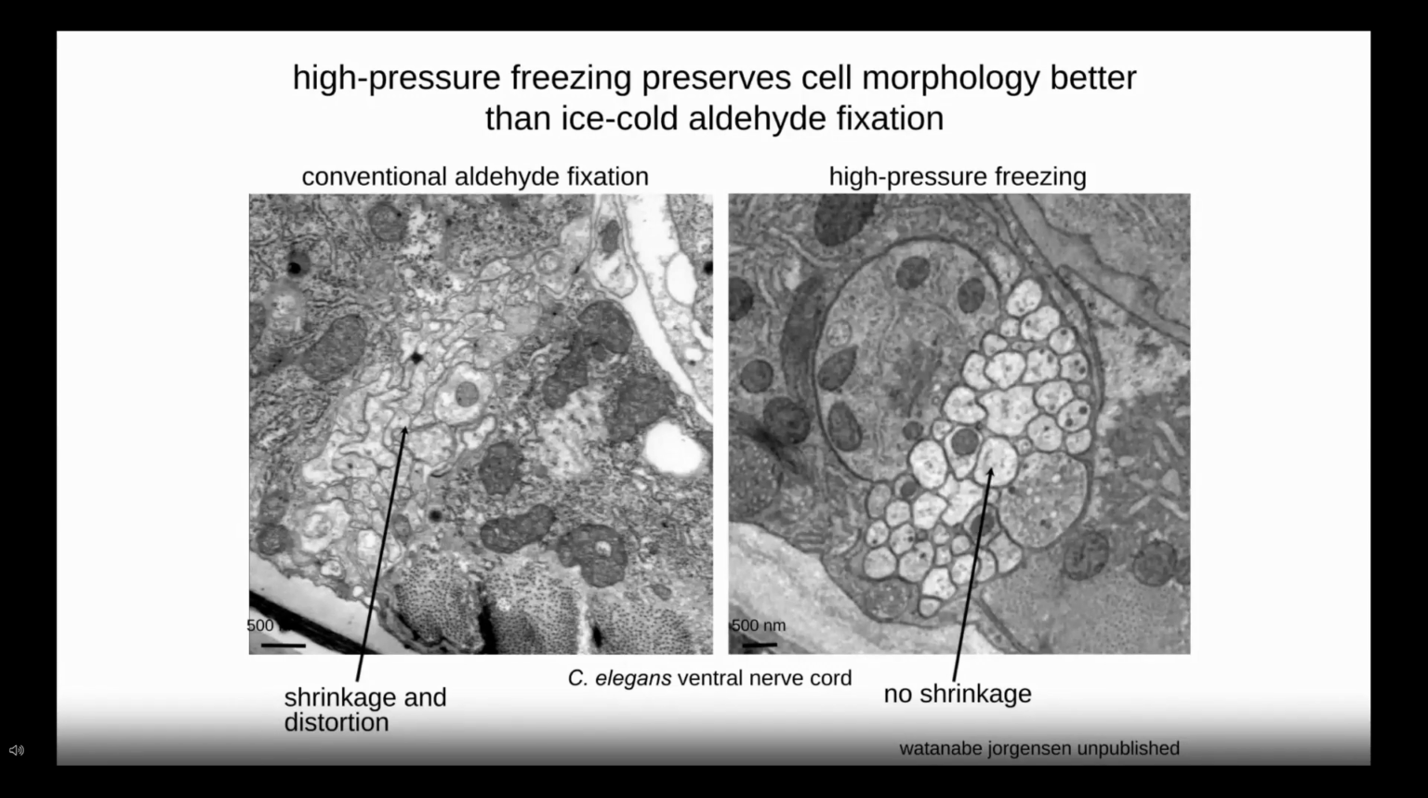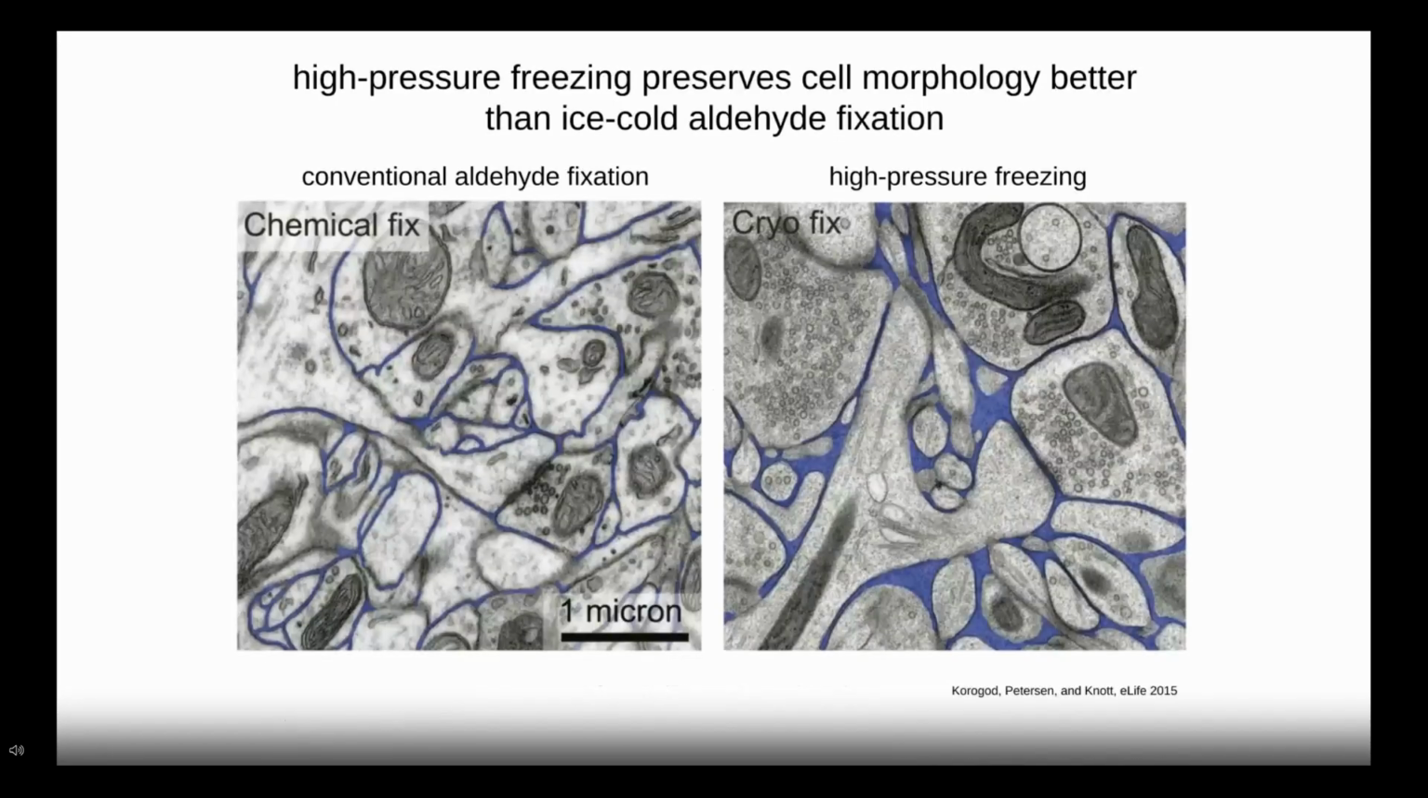And this is also true in mouse brain tissues. This is an example image from Graham Knott's lab again. And what you can see here is that what you're losing in these tissues is this extracellular space. Normally in the brain tissues, there should be a lot of extracellular space. But when you're using a chemical fix, you can see that there's not much extracellular space.